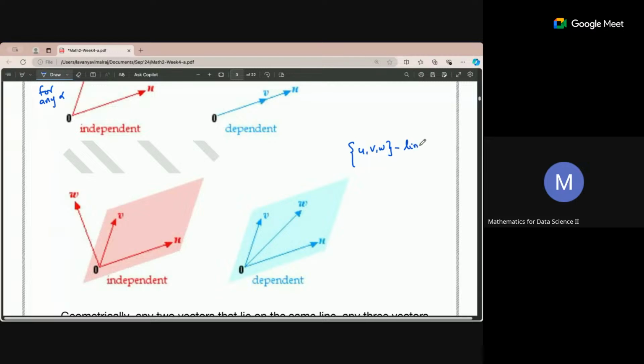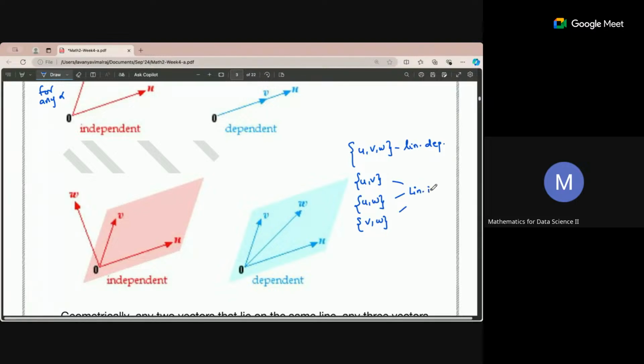It is linearly dependent. Dependent. Okay. Now what about u and v? They are linearly independent. So if you take any two vectors, this forms a linearly independent set.